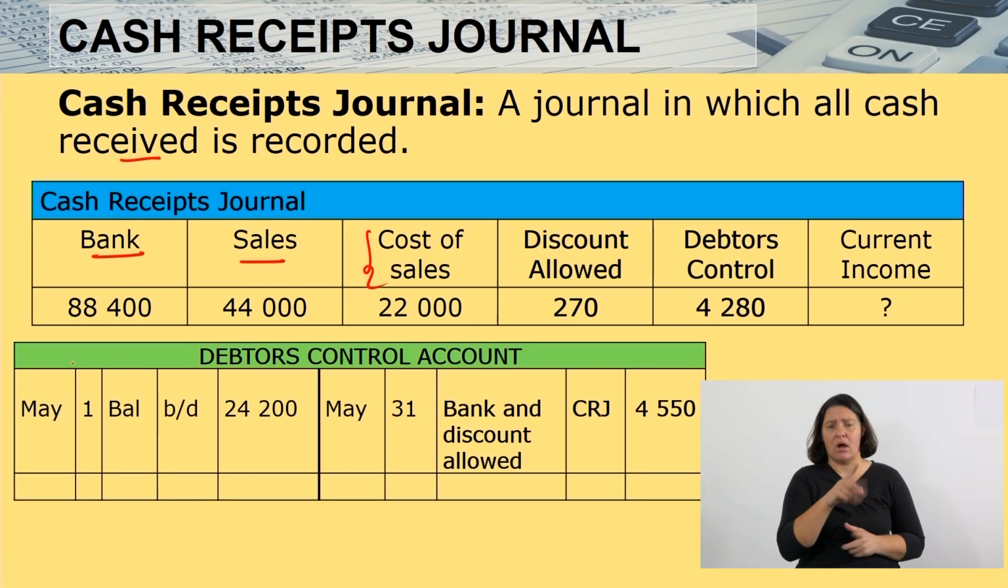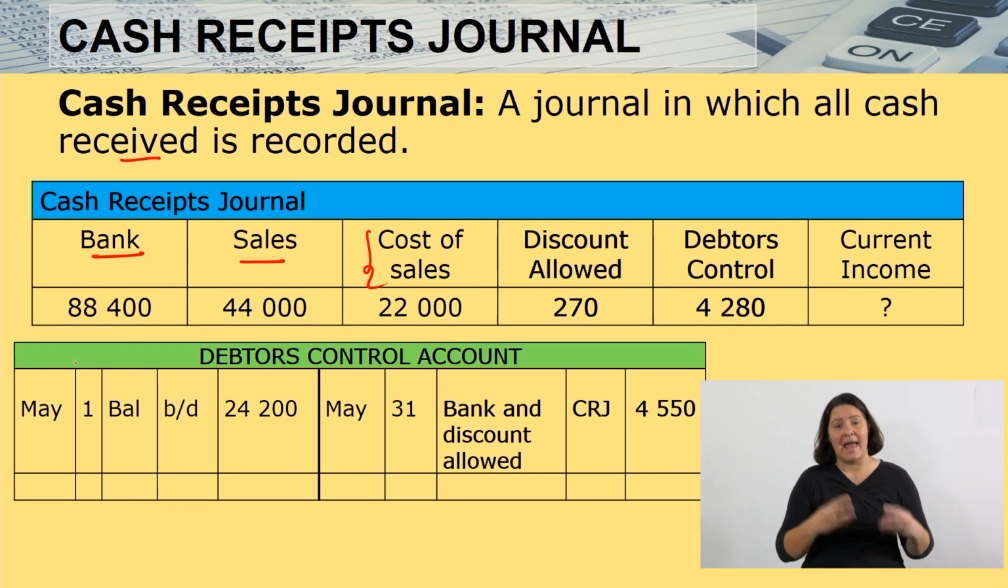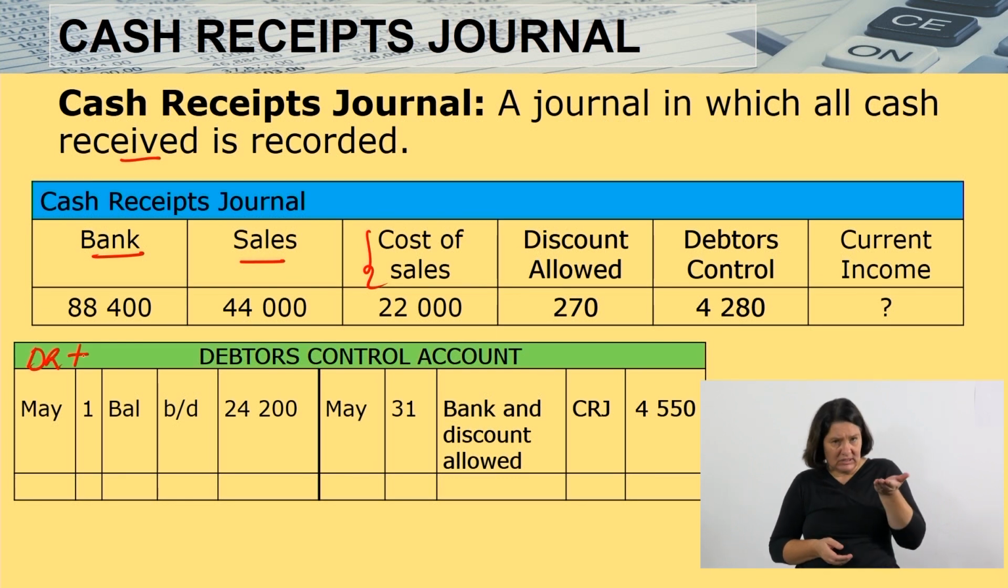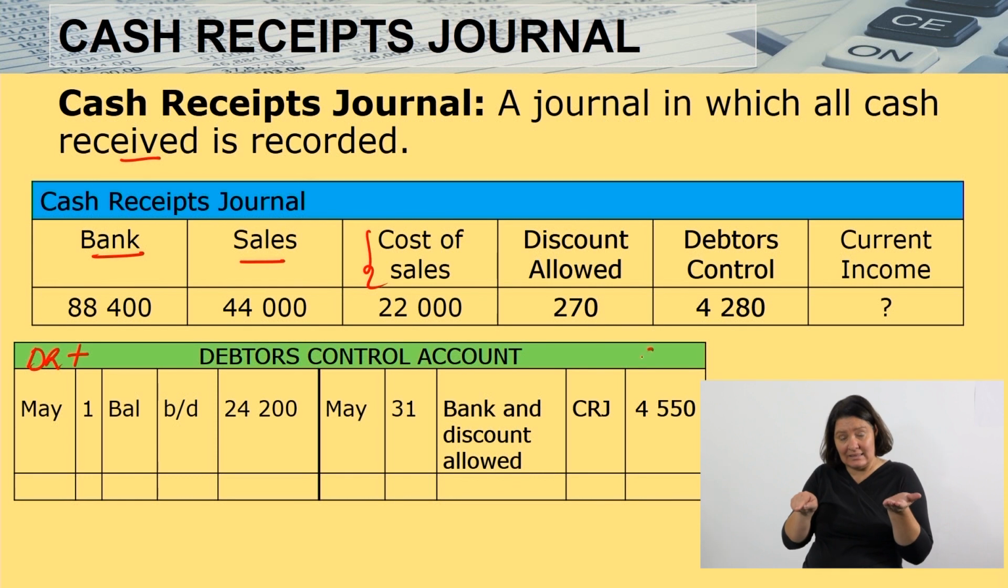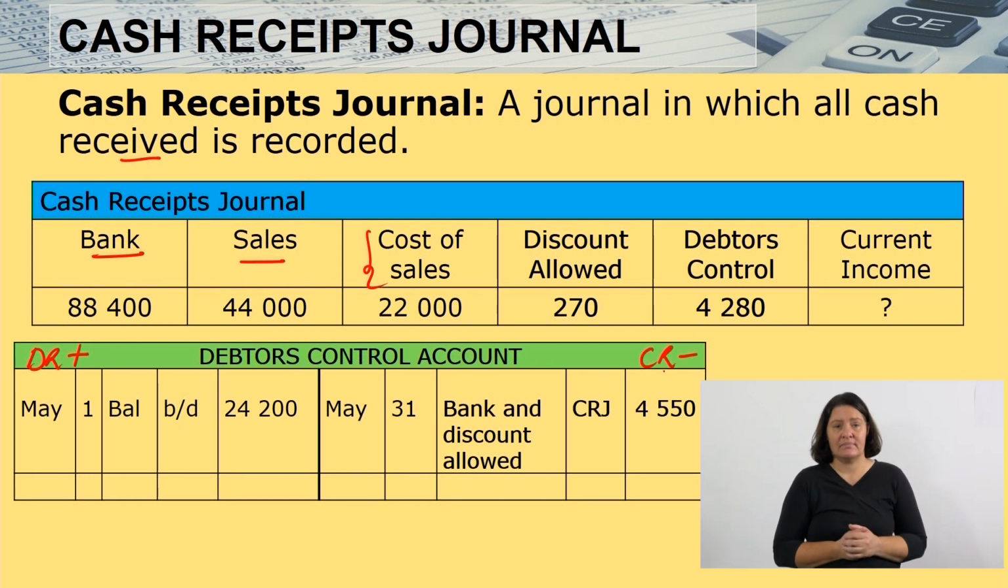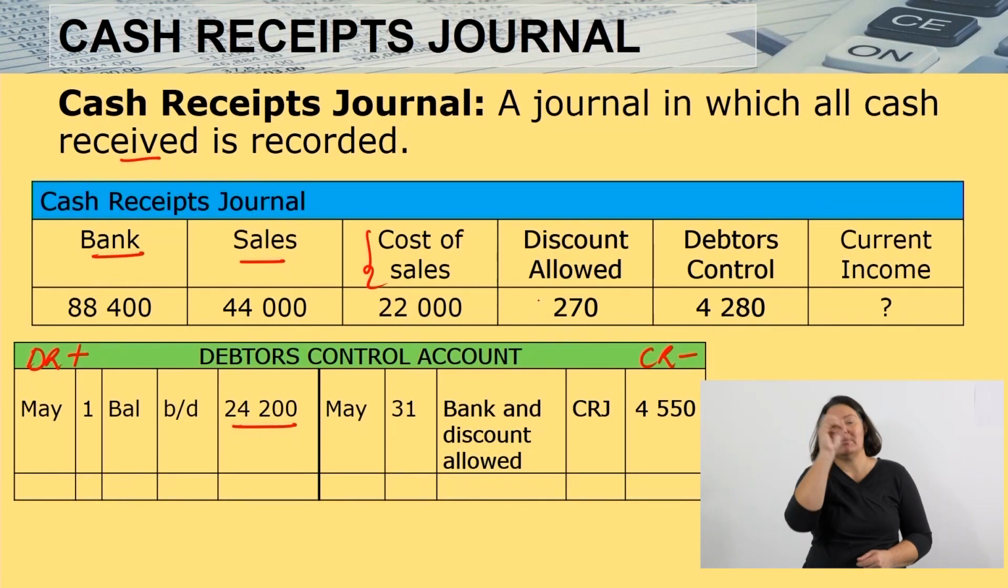Here is my debtors control. My debtors control account is an asset account. That means it increases on the debit side, but it decreases on the credit side. The balance that you see, 24,200, is the amount that our debtors are owing us. And when debtors owe us, they have to pay the amount that they owe us. But when our debtors pay within the specified time that we have given them, we also give them what is known as discount. So we allow them discount.